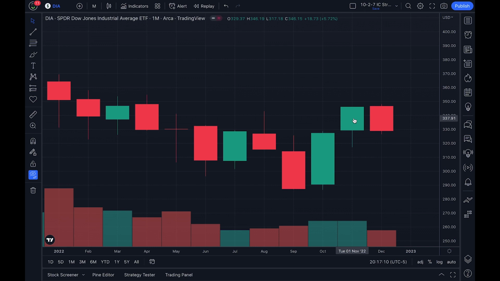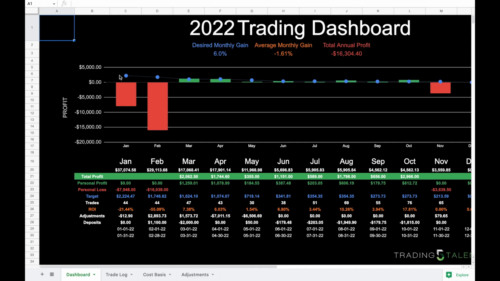So how did I do here at Trading 5 Talents? Here's my trading dashboard. Once again, this is a free Google Sheet. If you would like your own copy, then go ahead and click on the link down in the description. Click on File, then click on Save a Copy, and then you can edit it as you see fit.